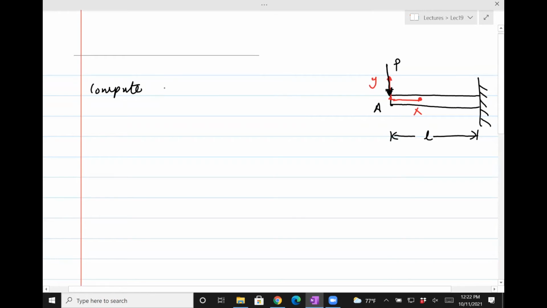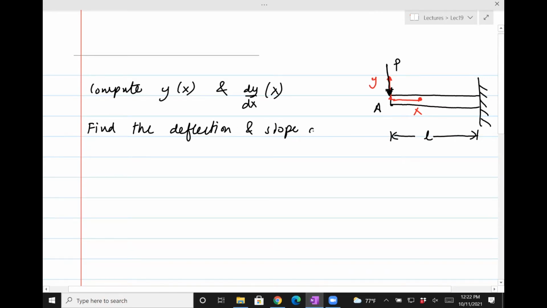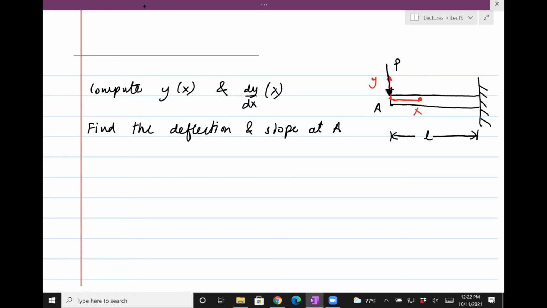Okay, so the question is compute Y as a function of X and dy by dx as a function of X. So this is the deflection and the slope. And then once you do that, find the deflection and slope at A, where A is this point, the tip of the cantilever.